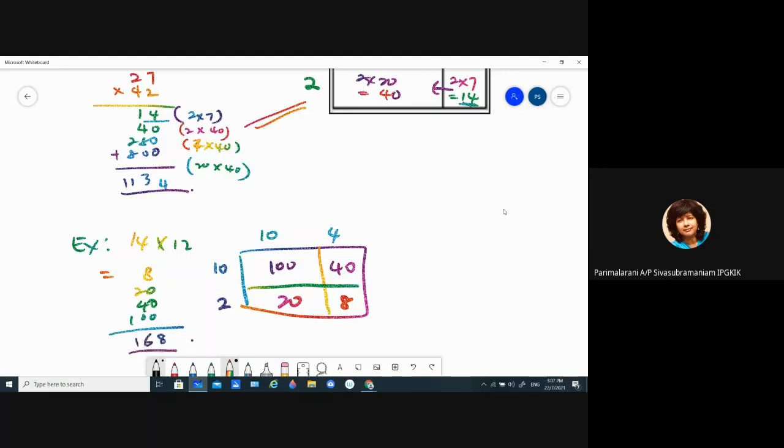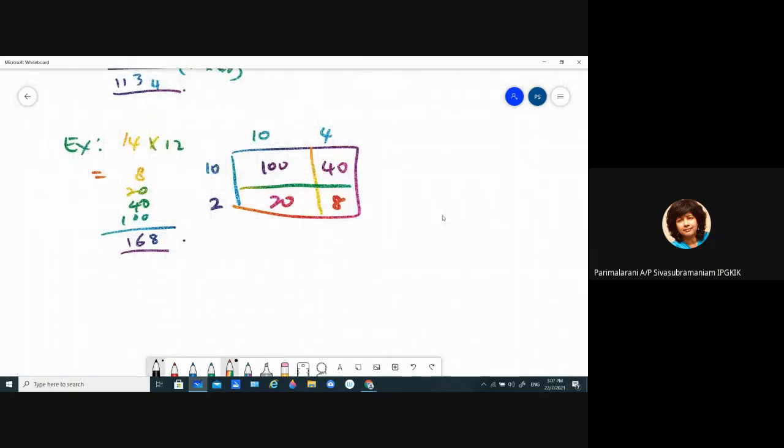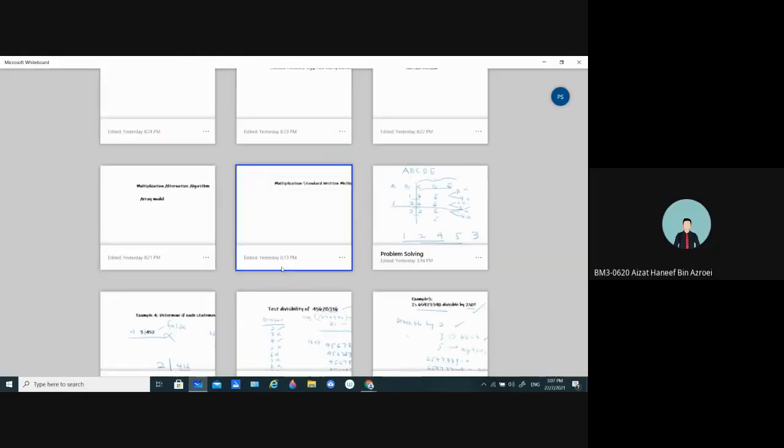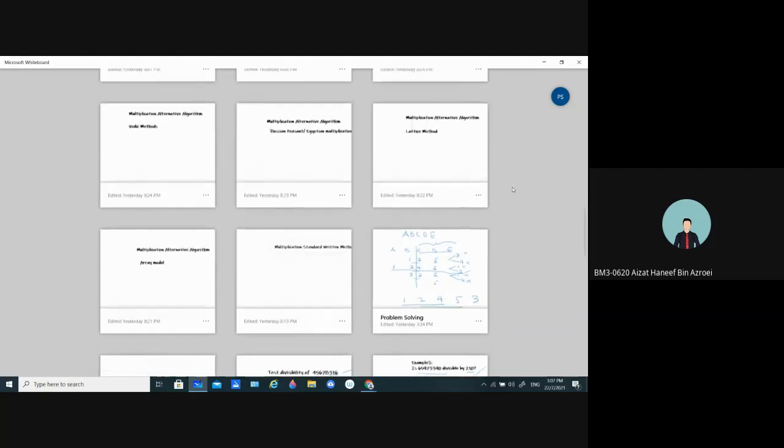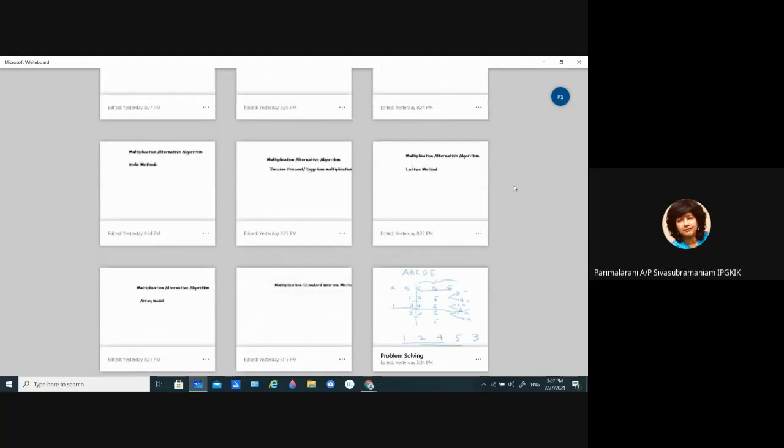That's the answer. Some children like to draw. If they are visual learners, they like to find the answer like this, so they can use this method. This is called the area model method. And why is the size of the box not the same? Because it's tens and ones, so the tens we draw a little bit bigger. Oh, okay, understand.